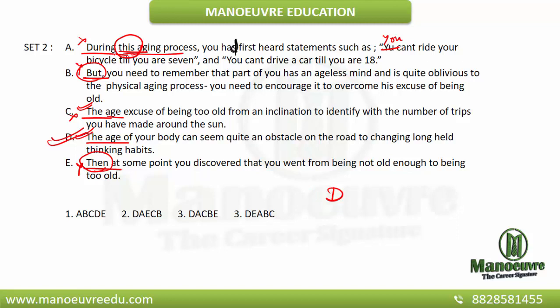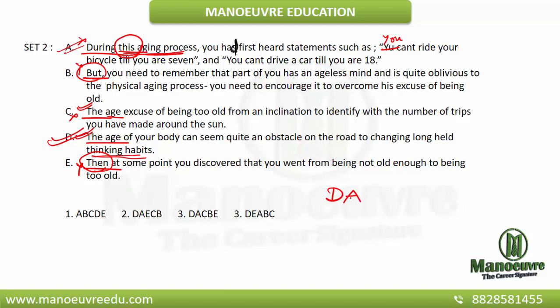During this aging process, now here we have spoken about our aging process, how the age of your body can seem quite an obstacle on the road to changing long-held thinking habits. We are trying to change our thinking habits and not be defined by the age of our body, right? So statement number A talks about during this aging process, you had first heard statements such as you can't ride your bicycle till you are 7 or you can't drive a car till you are 18. So yes, this makes sense.